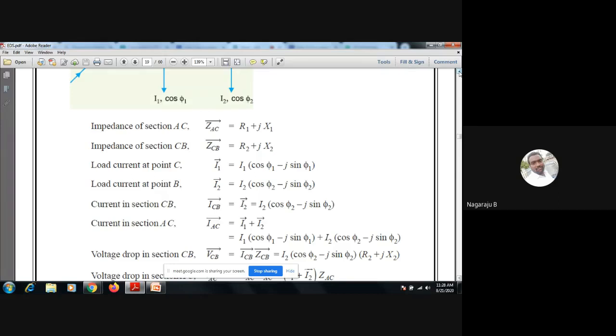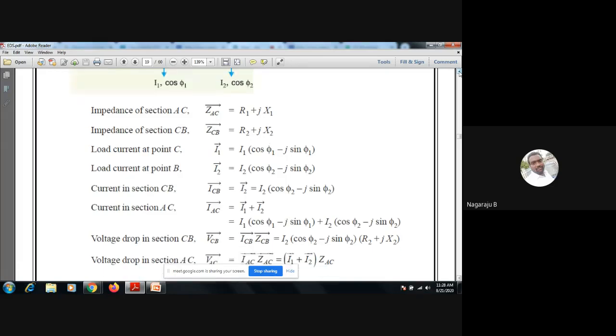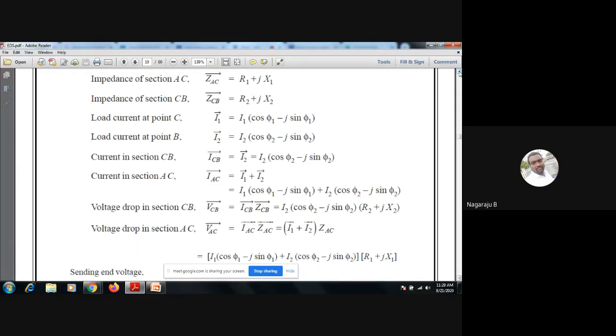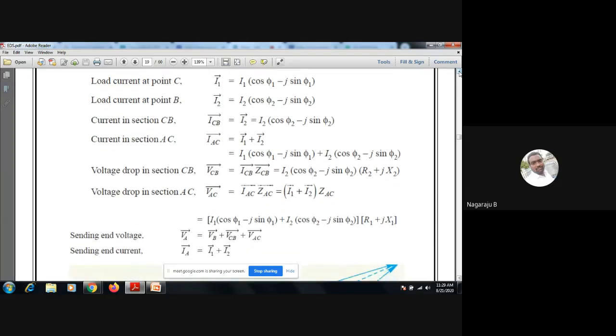Okay, so I am going for the voltage drop calculation. Voltage drop at the C and B level is equal to ICB into ZCB. I2 into cos phi 2 minus j sin phi 2, into R2 plus jX2. VAC is equal to IAC into ZAC, which is I1 bar plus I2 bar into ZAC. Like this, we have a combined calculation.